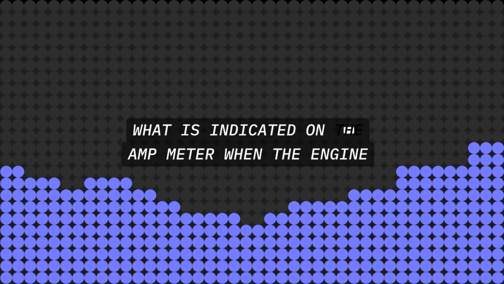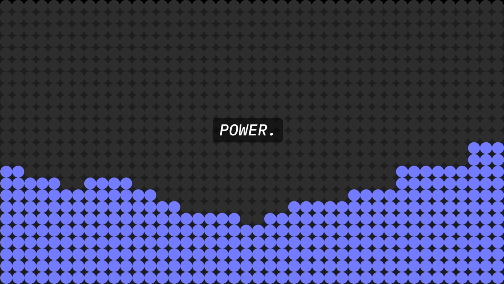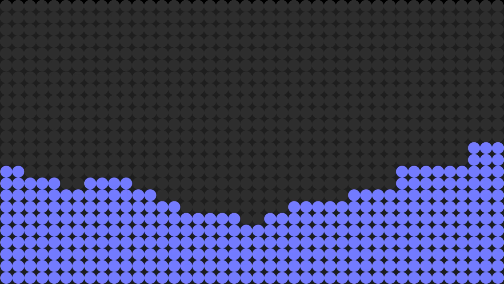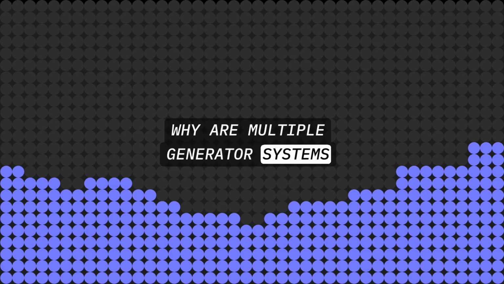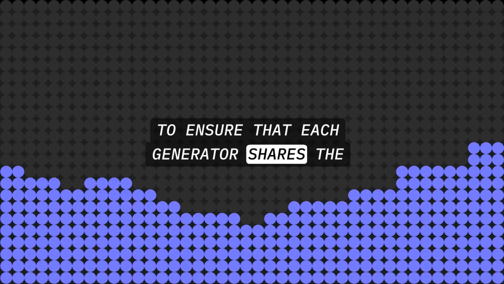What is indicated on the amp meter when the engine is running and the AC generator is producing power? That power is being produced. Why are multiple generator systems paralleled? To ensure that each generator shares the load.